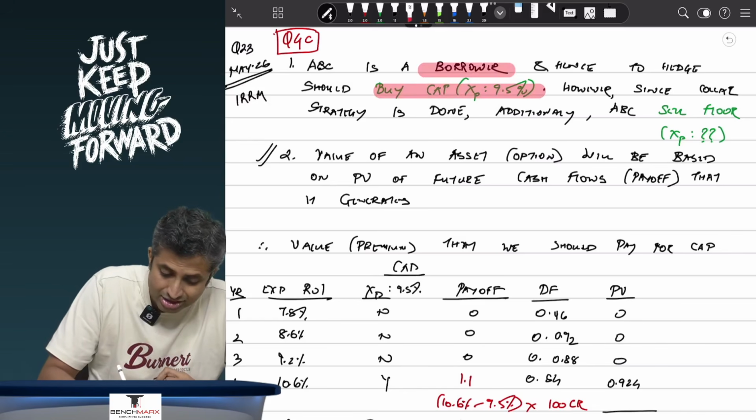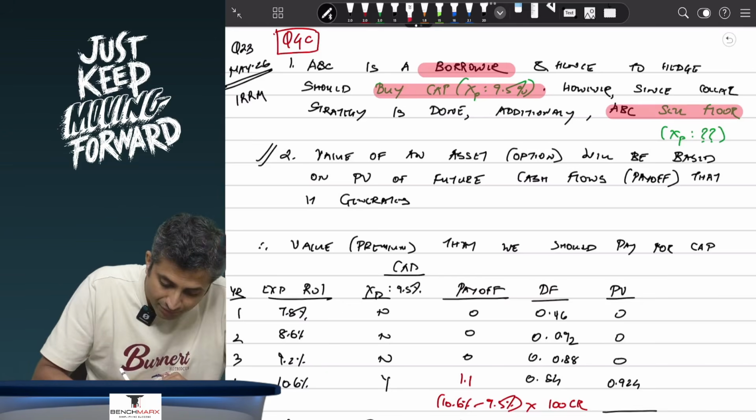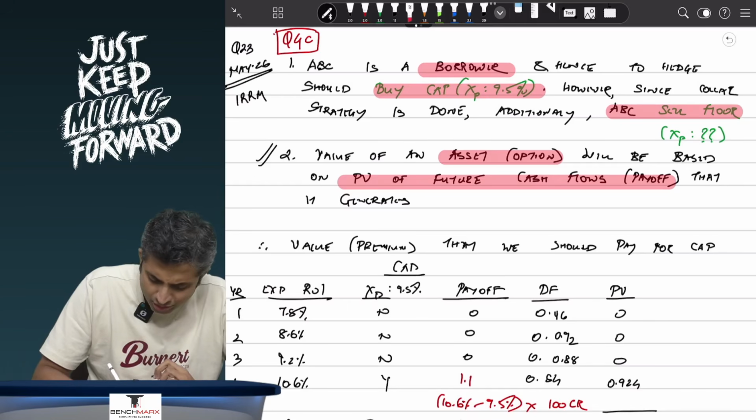However, since the collar strategy is done, additionally we will also have to sell the floor, but what is the exercise price? We don't know. The value of any asset, even an option, will be based on the present value of future cash flows, that is the payoff that it generates. So the value, that is the premium, should be based on the payoff for the cap.